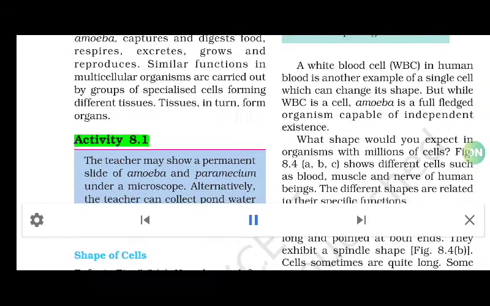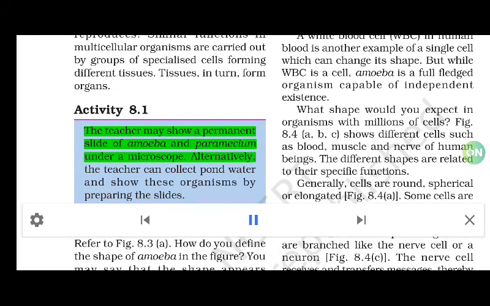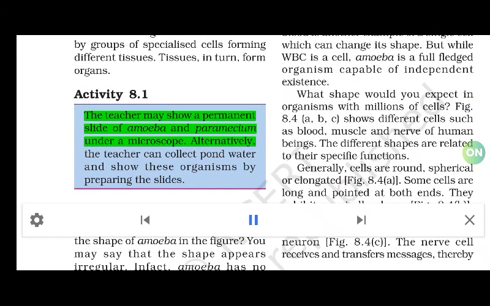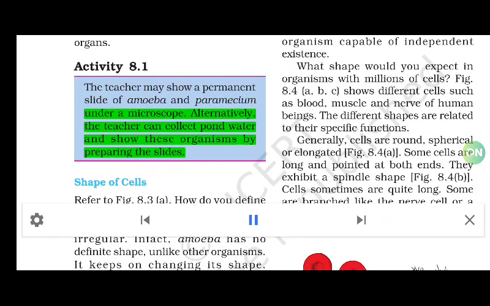Activity 8.1. The teacher may show a permanent slide of amoeba and paramecium under a microscope. Alternatively, the teacher can collect pond water and show these organisms by preparing the slides.